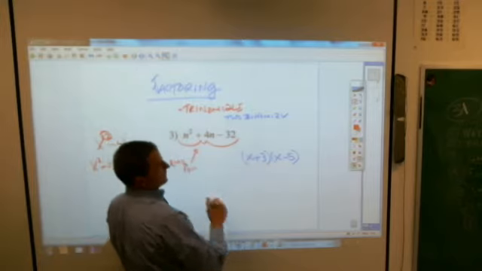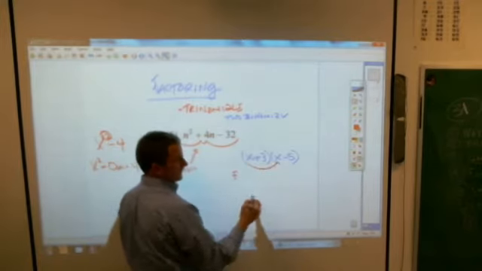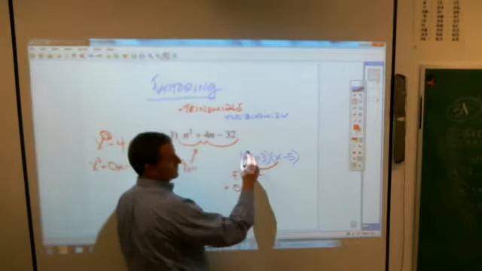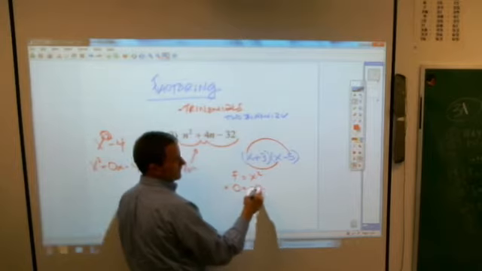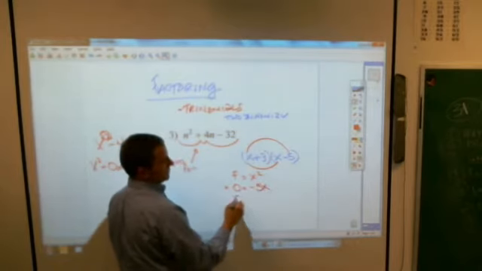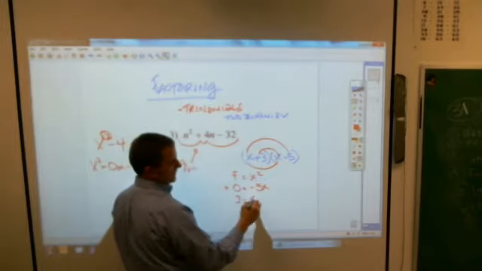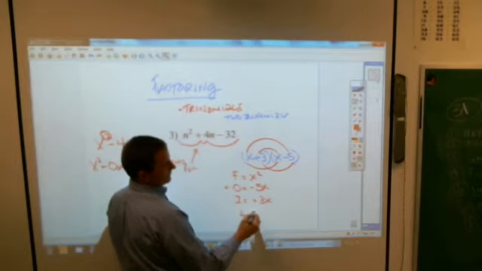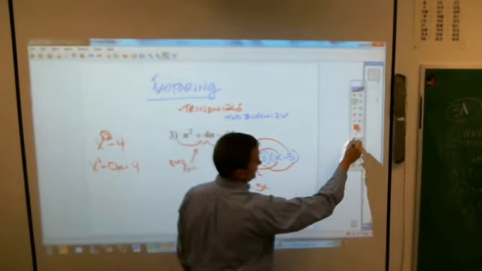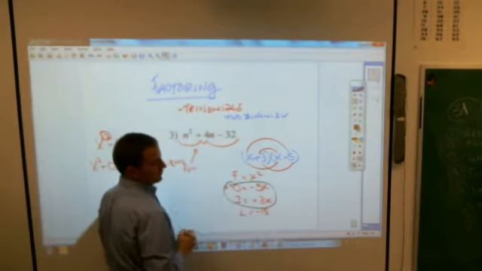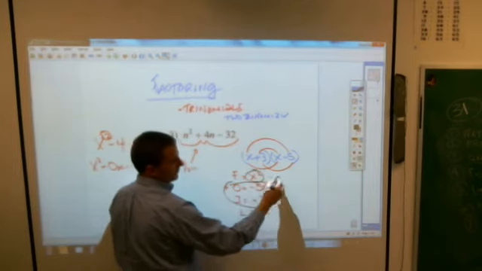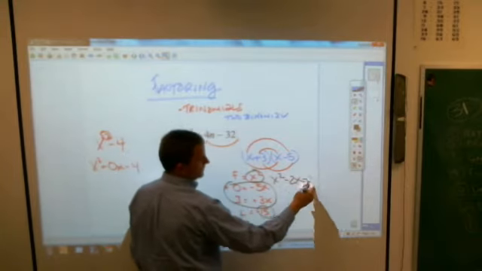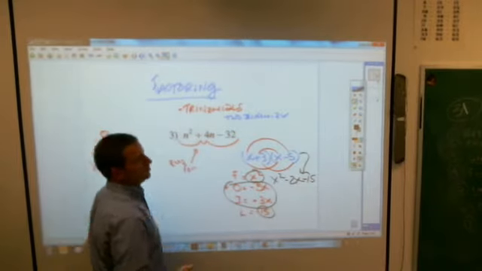So when you did FOIL, you multiplied the two first terms together: x times x was x squared. To that, you add the outside terms, negative 5 times x, plus the inside term, 3 times x. Then you have the last terms, 3 times negative 5, which is negative 15. Almost every time, you will be able to combine the two middle terms because they are like terms. So you end up with x squared, minus 2x, and minus 15. There is the trinomial that you get from those two binomials.